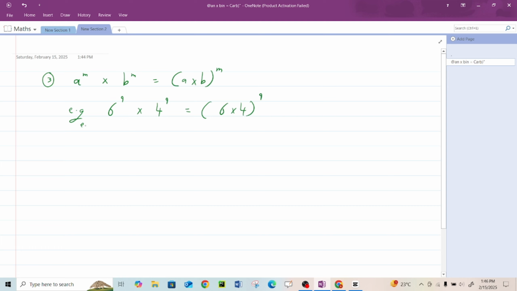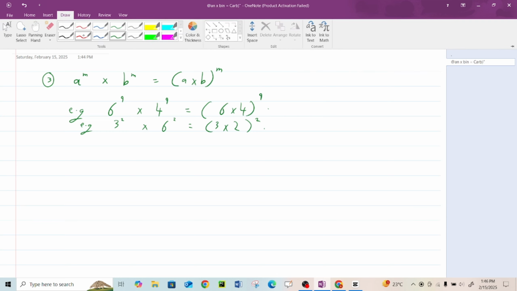Let's see one more example. Let's say I have 3^2 multiplied by 6^2. What do we do? 3 times 6, the two numbers that are different, then write the power as one. That's the rule. So let's write that down here.